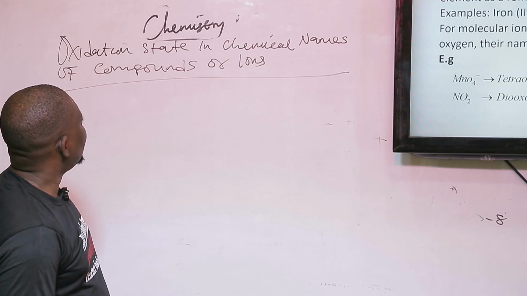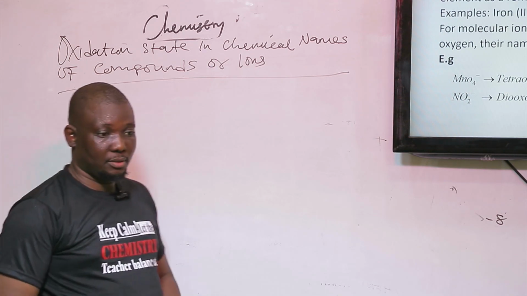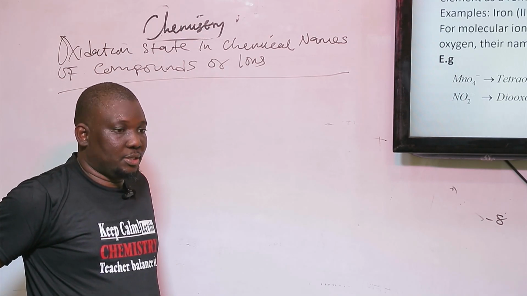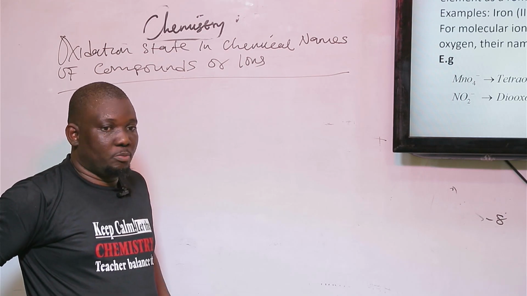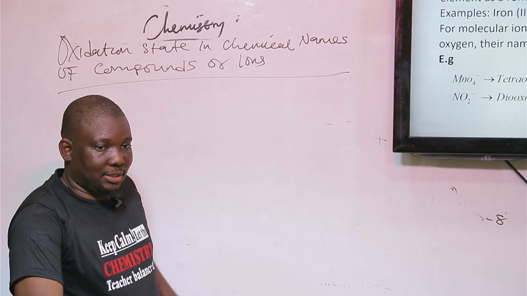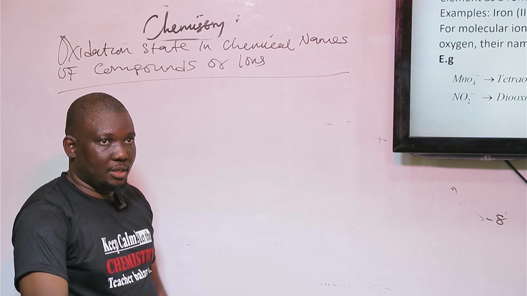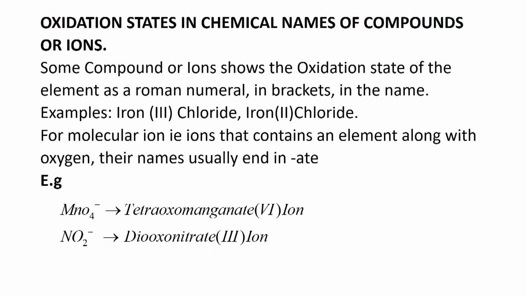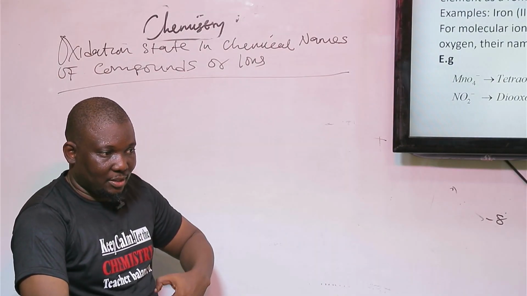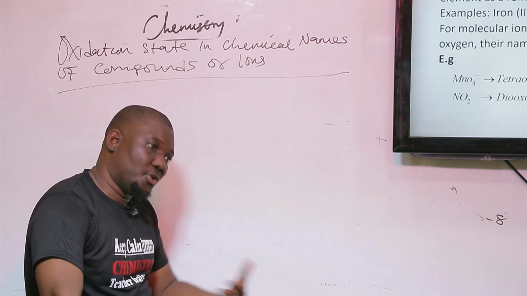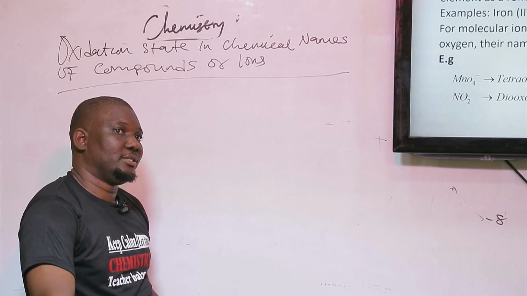Here we're going to be looking at the oxidation states in chemical names of compounds or ions. Some compounds or ions show the oxidation state of the element as a Roman numeral written in brackets. For example, in the case of iron(III) chloride, the oxidation state of that ion is written in Roman figures. It is a clear case, as with iron(II) chloride.